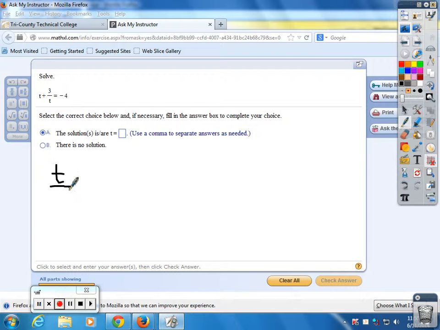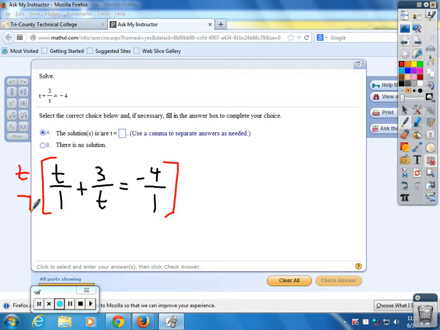Getting going back there. T over 1 plus 3 over t is equal to -4 over 1. And the common denominator is t. So we multiply through by t over 1. Now to give me t squared plus what? No, 3. The t cancels. Equals -4t.